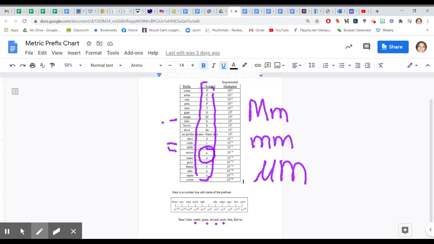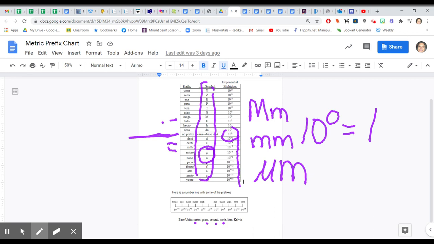Next, pay attention to the fact that some of the exponential multipliers are negative. That means that they are smaller than the base unit. The base unit is represented in the center by 10 to the 0. So that base unit could be any one of the ones listed underneath here: meter, gram, second, etc. See, the exponent for that is 10 to the 0. From math, you should know that 10 to the 0 equals 1. That's why it's 10 to the 0.